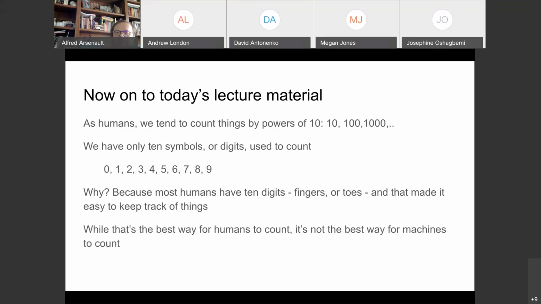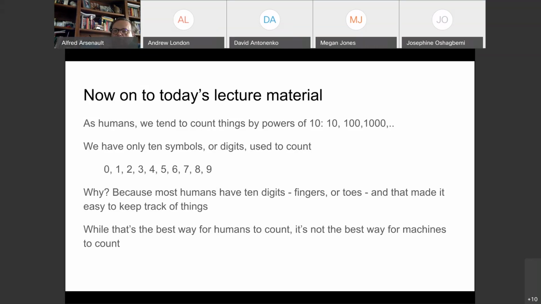All right, now on to today's lecture material. Humans count things by powers of 10: 10, 100, 1,000. Why? Because most humans have 10 digits, 10 fingers, 10 toes. Yes, there are people who don't, but those are rare. It was very easy to keep track of things. You counted on your fingers, and when you got all 10 fingers, you wrote down a 1 and started again. That was the basis for our counting system.